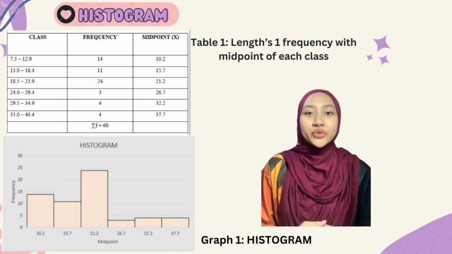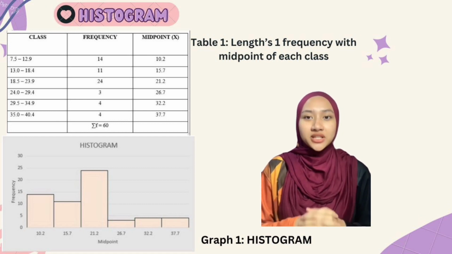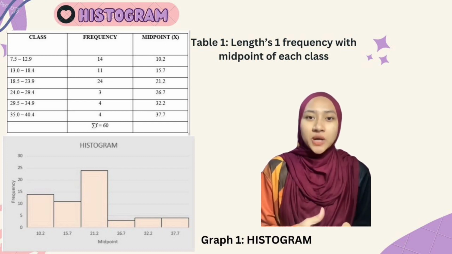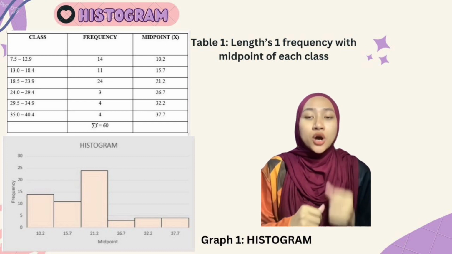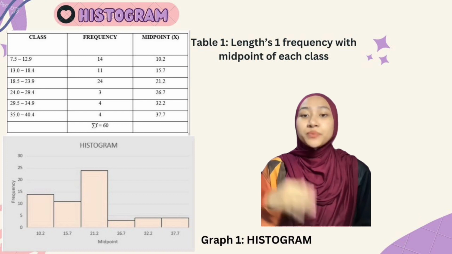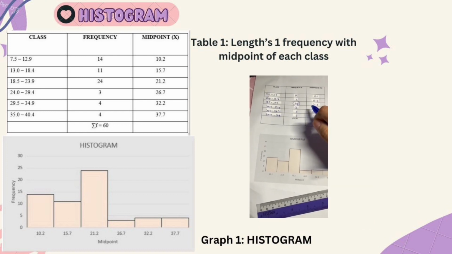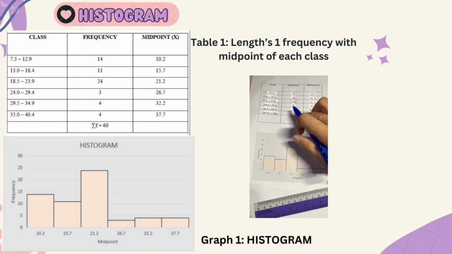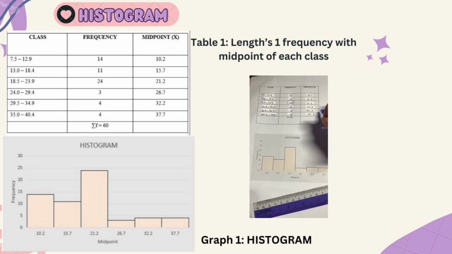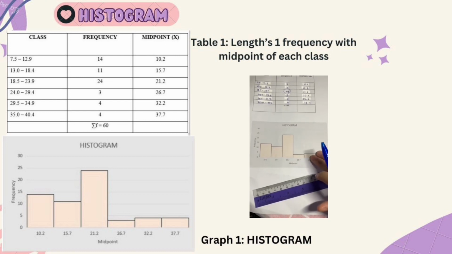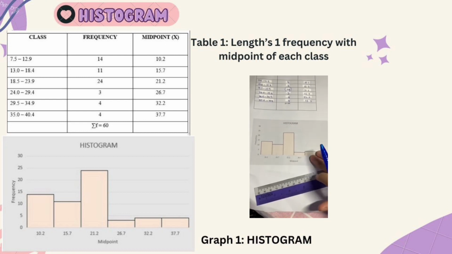Now, I would like to explain the graphical representation. First of all is the histogram. Before we draw the histogram, we need to find the data first. For the histogram, we need to use midpoint and frequency. So, Table 1 shows the data for length 1 frequency with the midpoint of each class. As you can see, this is how the histogram looks after we insert the data.